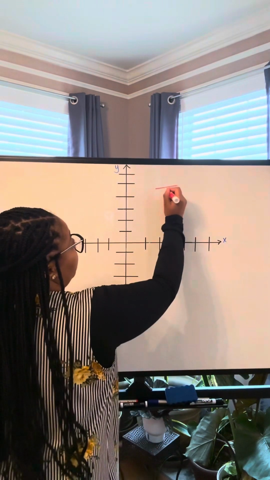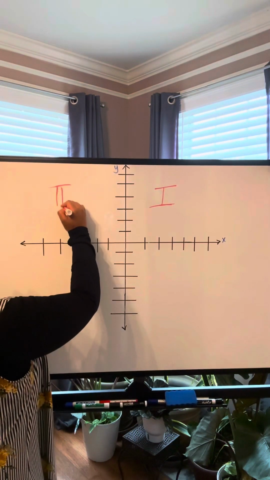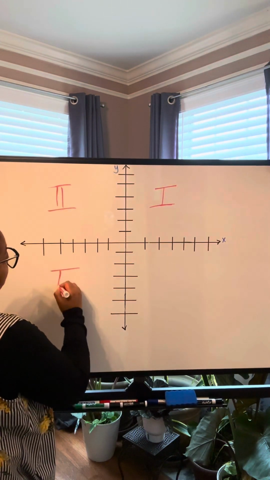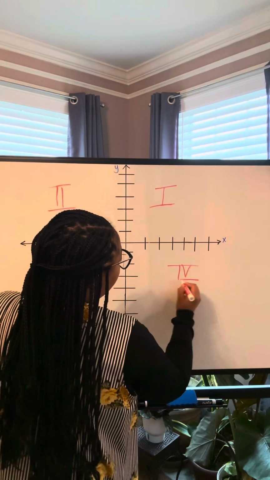So right here we have our first quadrant, here we have our second quadrant, here we have our third quadrant, and here we have our fourth quadrant.